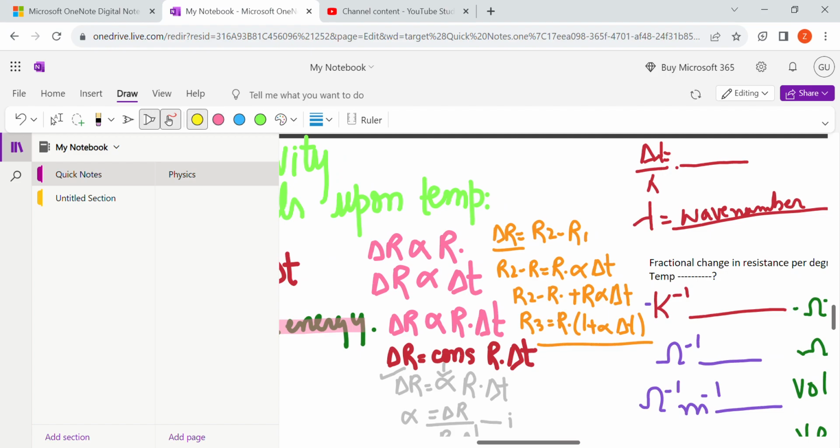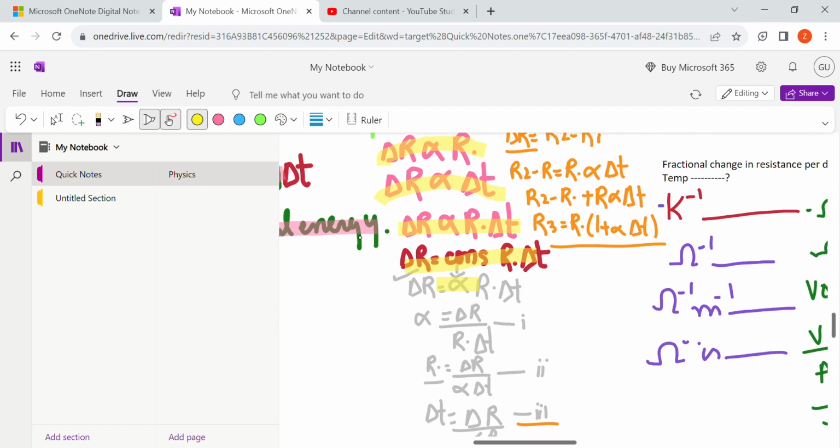Del R is directly proportional to R naught, and del R is directly proportional to the temperature change. We wrote this statement. Then we know that if we remove the proportionality sign, we get a constant, and this constant is known as alpha.